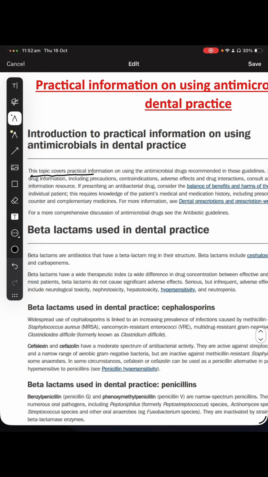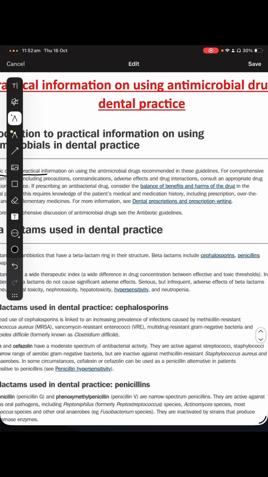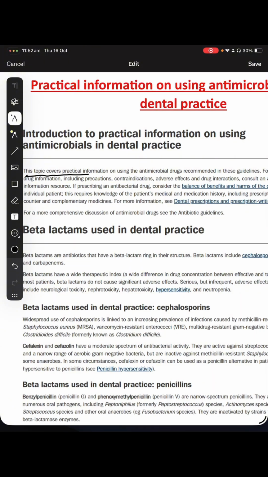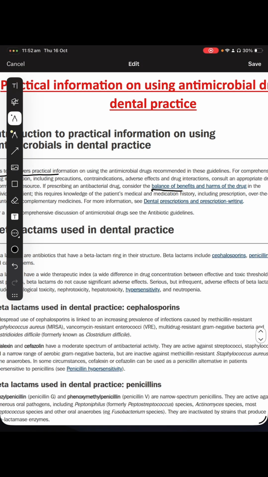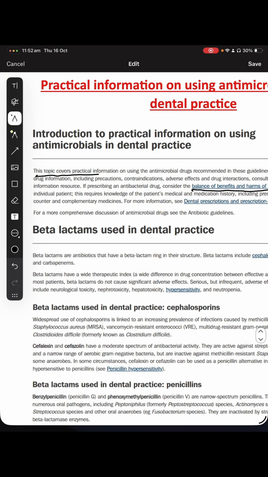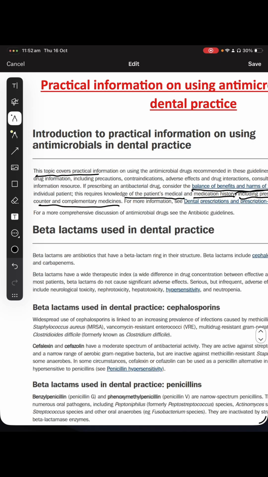For comprehensive drug information, including precautions, contraindications, adverse effects, and drug interactions, consult an appropriate drug information resource. Now, if prescribing an antibacterial drug, consider the balance of benefit and harm of the drug in the individual patient. This requires knowledge of the patient's medical and medication history, including prescription medications, over the counter, and complementary medicines.